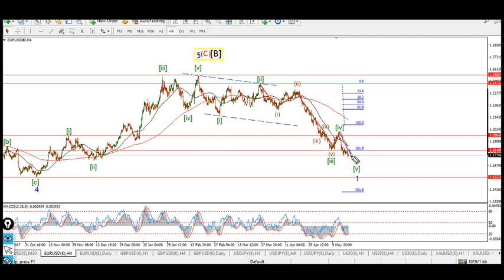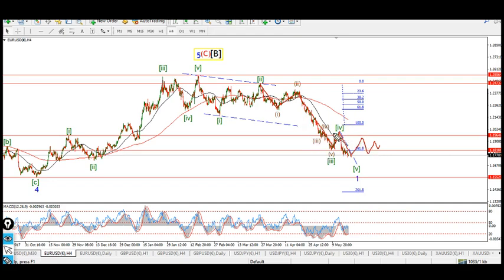It does suggest that we might get a kind of fourth wave correction here, which could be a contracting triangle or something along those lines, which I don't think we've had for a good while now in Eurodollar. So we should probably expect that.